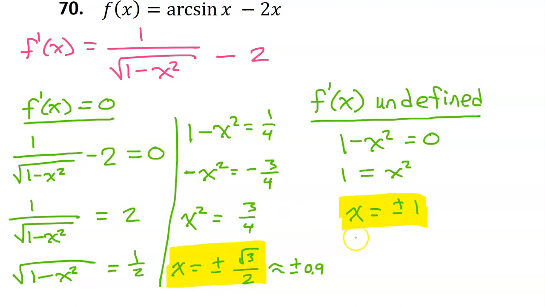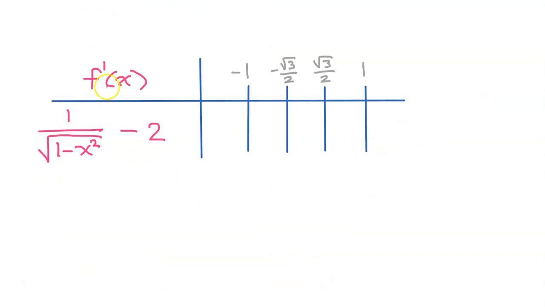Let's put these 4 numbers on a number line and make a sign chart. As we do so, keep in mind that radical 3 over 2 is approximately 0.9. Make sure you label your sign chart as f prime. Let's use some test values to find out whether the derivative is positive or negative in each of these intervals.